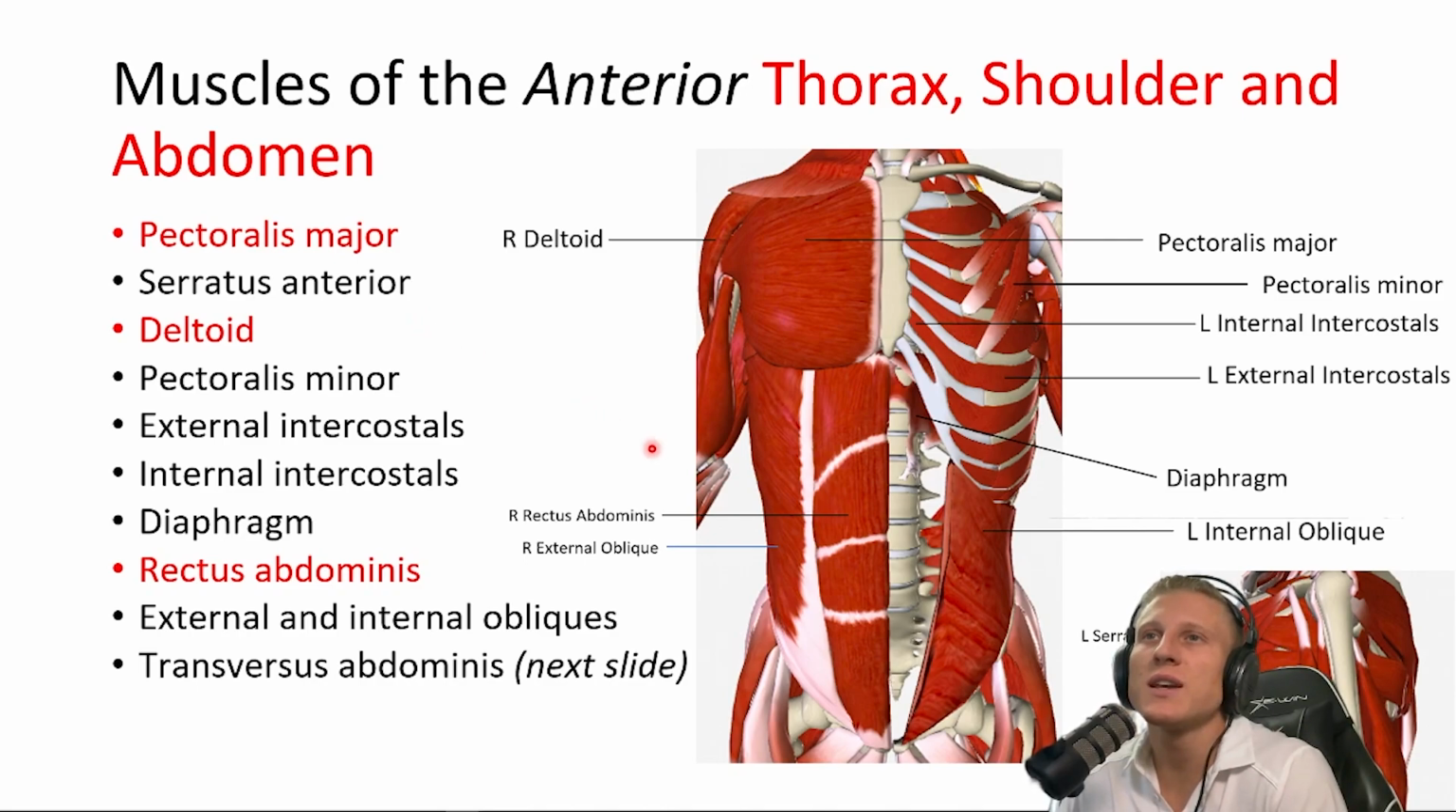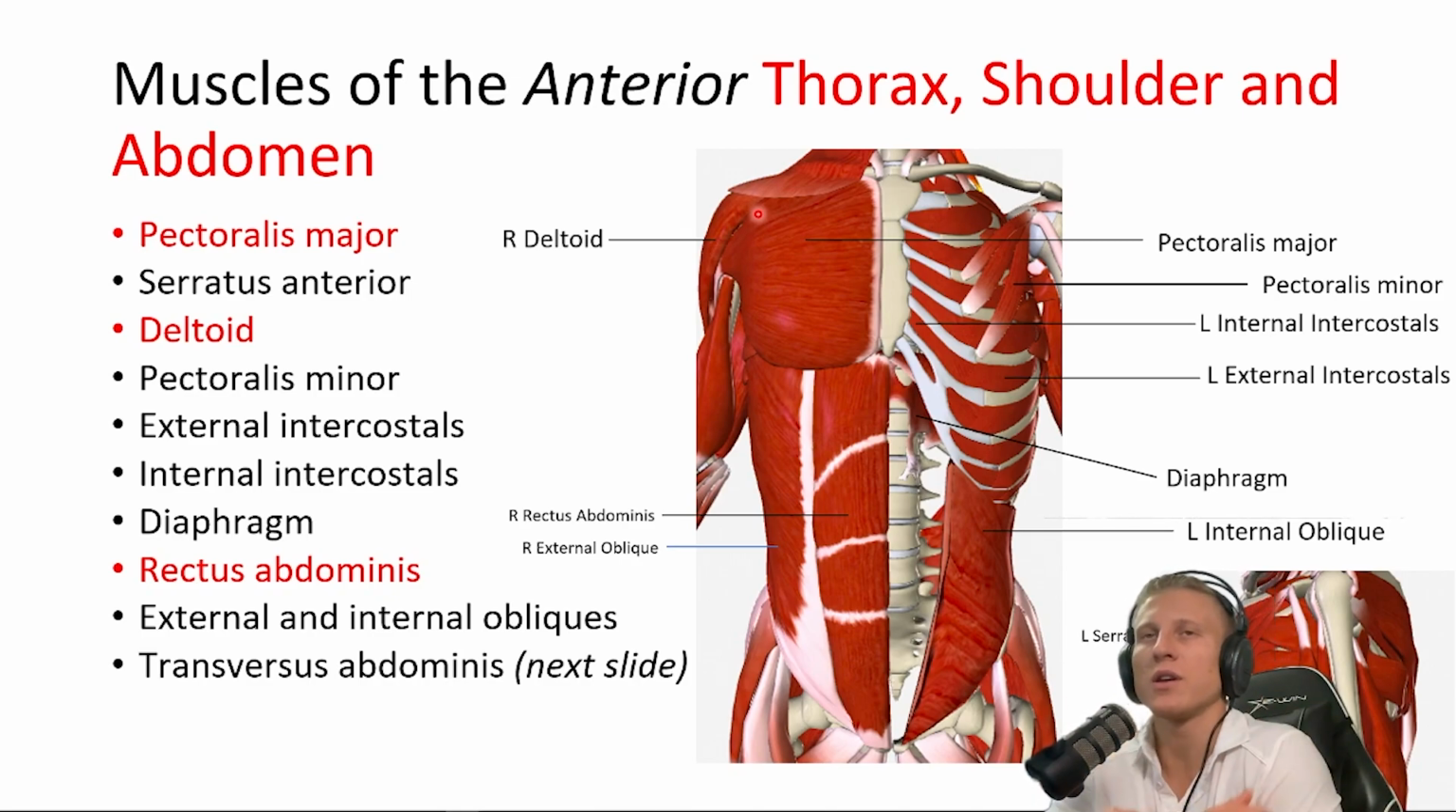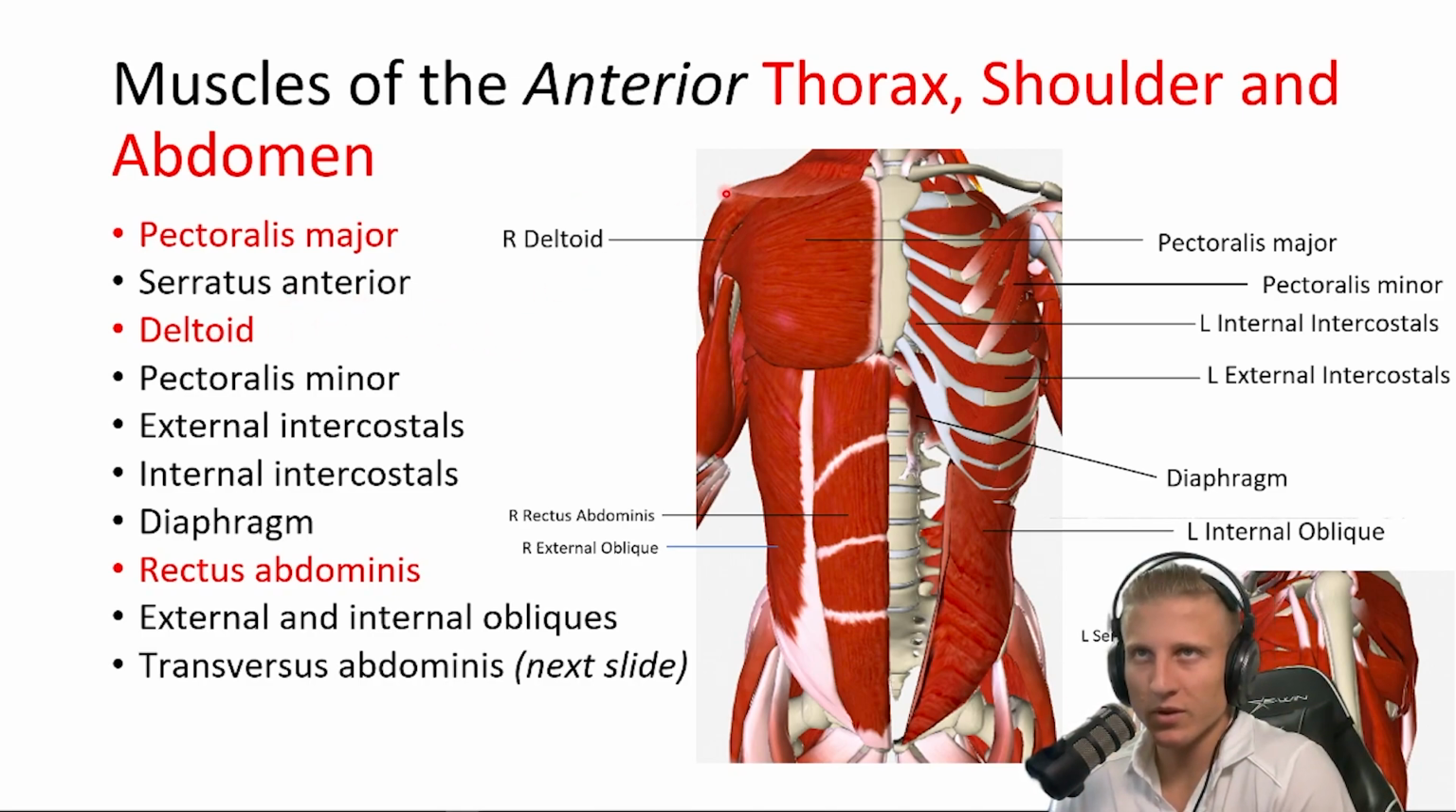We have the serratus anterior, which are these guys over here on the sides, kind of up under your armpit. And then we have the deltoid. These are your big boulder shoulders, when you're working out your arms. Those are your deltoid muscles. They attach to the deltoid tuberosity on your humerus that we've spoken about previously. That's where it inserts over here. We have pectoralis minor, which we already mentioned.